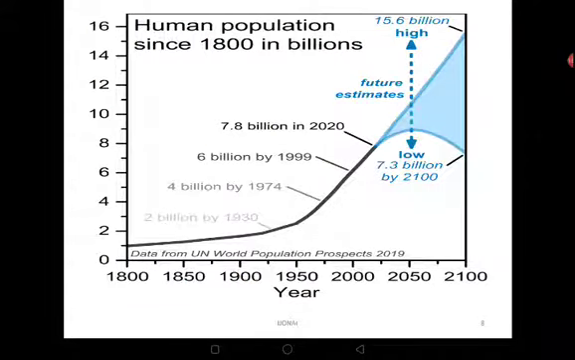You can see there the growth of the populations for humans in the world. Currently we are in 2020 there.